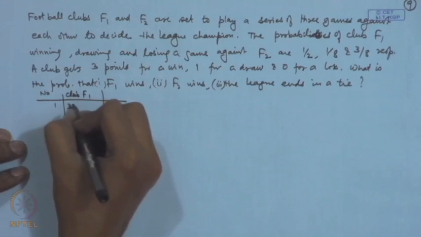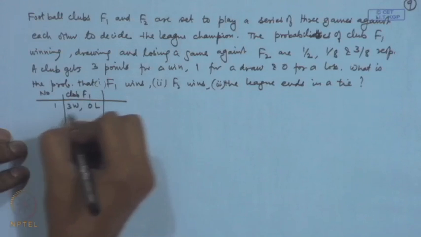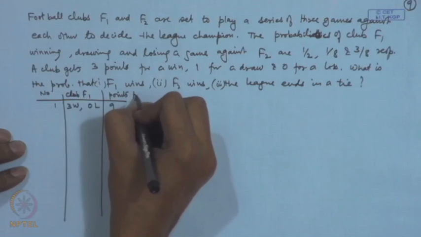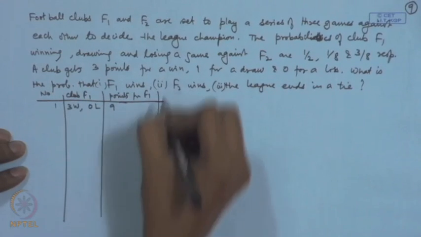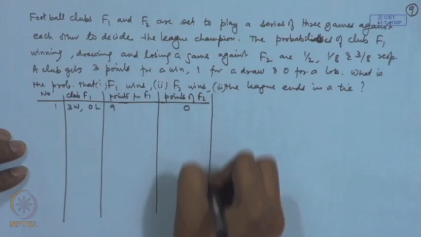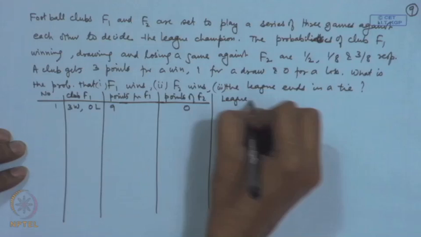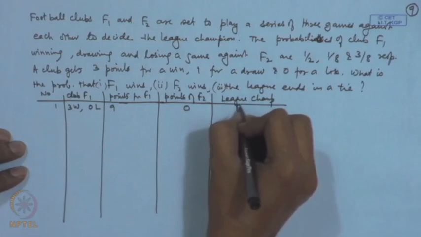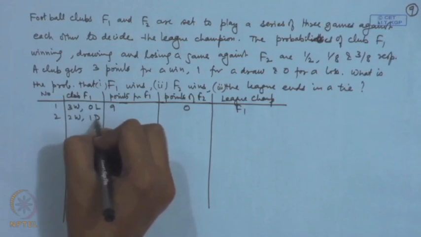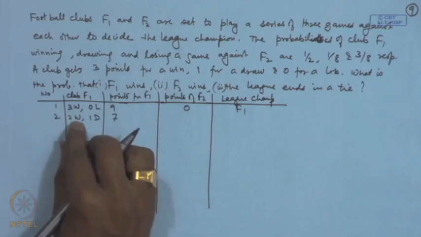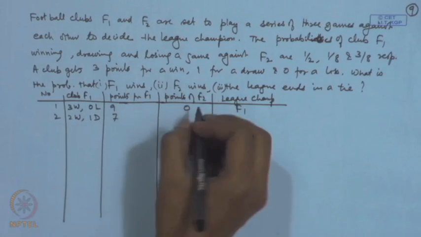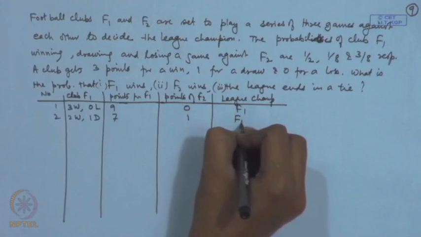F1 may win 3 games and it may not lose any. In that case, it will have points for F1, that will be 9, and what will be the points of F2? That will be 0. So, who will be winning the league? This will be F1. Similarly, if F1 wins 2 and draws 1, then for 2 wins it gets 6 points, for a draw it gets 1 point. So, 7 points, whereas for 1 draw F2 gets a point. So, league champion is still F1.